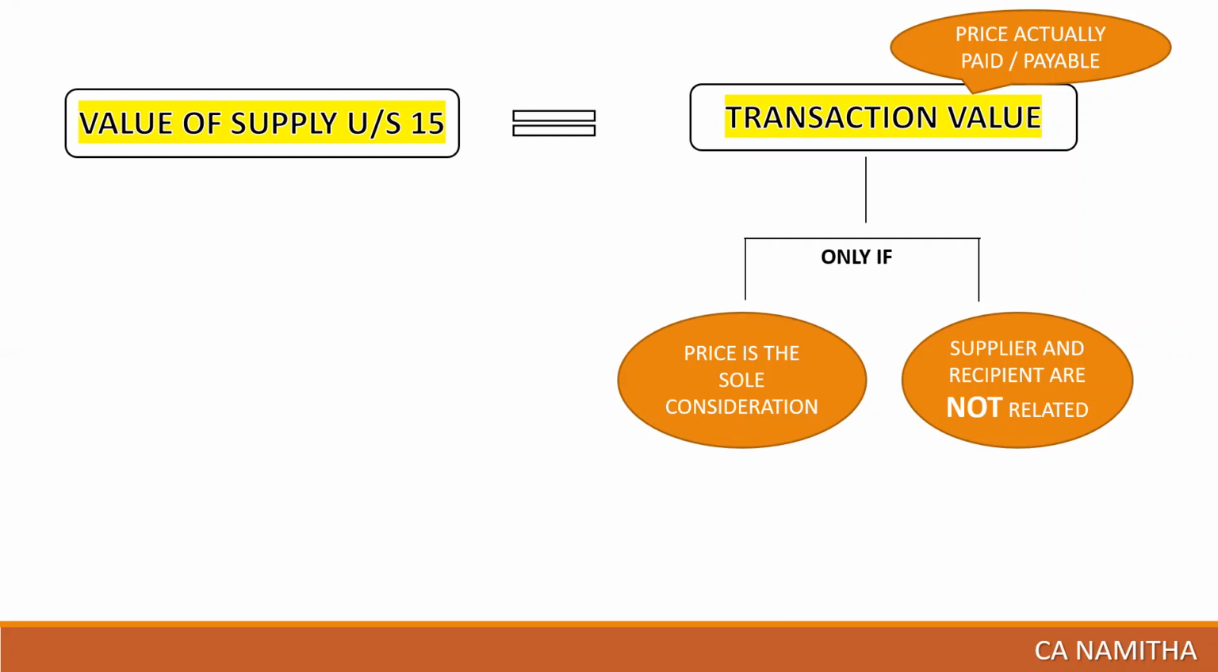Now, if any of these conditions are not satisfied, then value of supply under Section 15 is not equal to transaction value. Then the question that naturally arises here is, what is the value of supply when any of these conditions is not satisfied, or more particularly when supplier and the recipient are related? In this particular video, we'll try to understand what is related person as per GST and what is the valuation of supply between related persons.